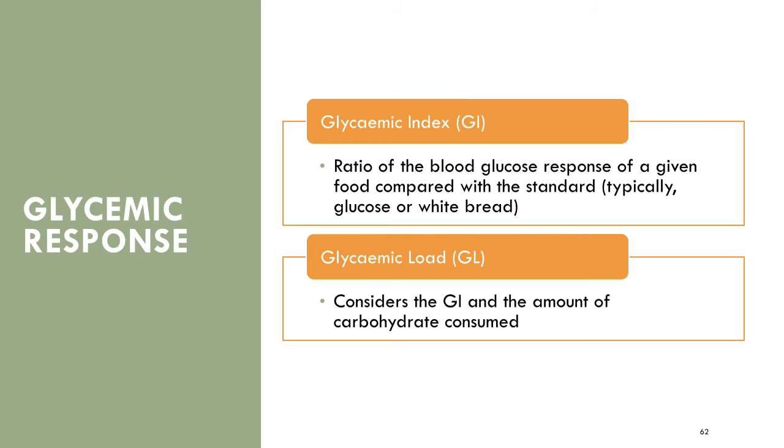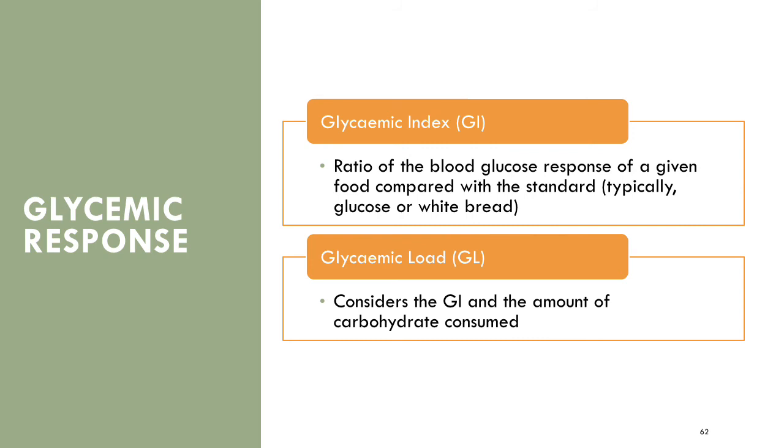To better understand glycemic response, there are two terms that we need to understand. First one, glycemic index or GI. The definition is quite short: glycemic index is the ratio of the blood glucose response of a given food compared with the standard, typically pure glucose or white bread.